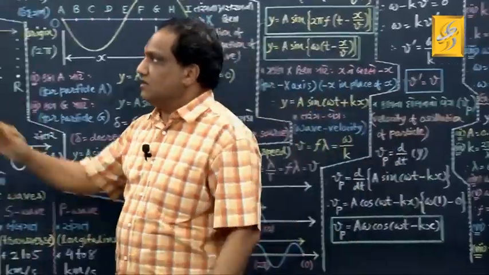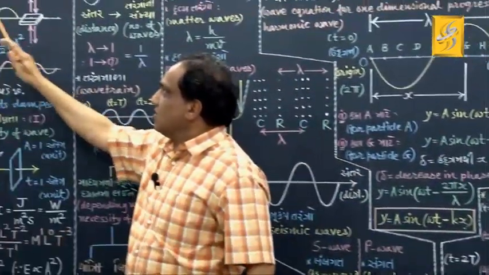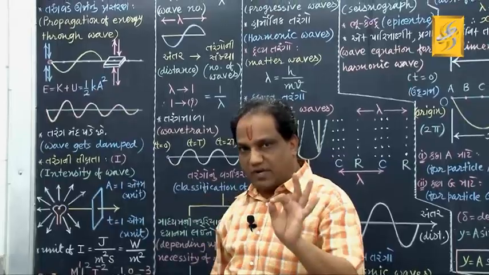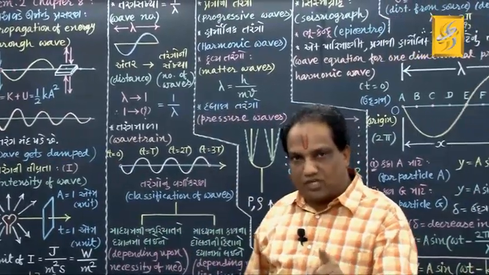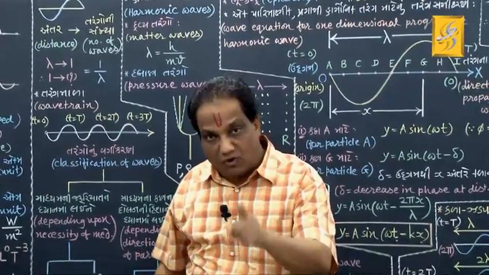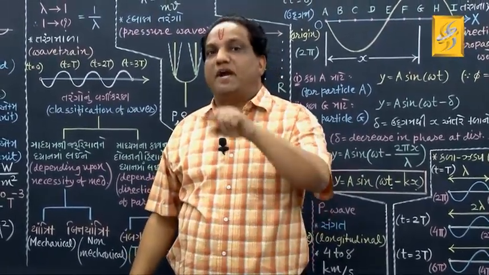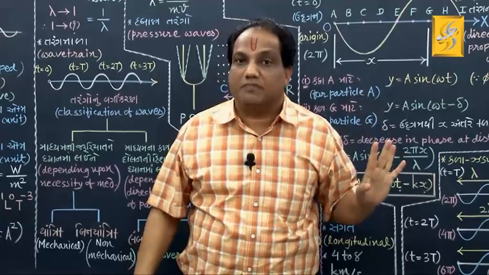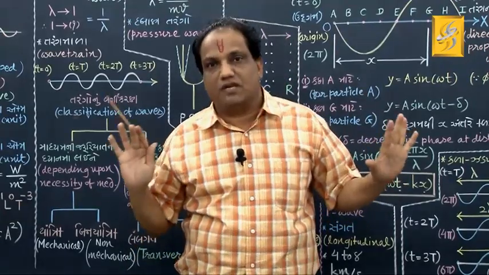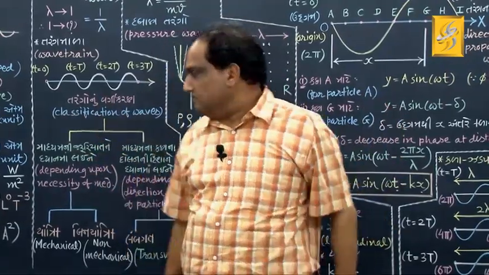The way we are getting here, this is nothing but a sine or cosine curve. I repeat, during the propagation of a progressing harmonic wave, if it is a transverse wave, then the pattern developed in a one dimensional medium is like a sine or cosine curve. Fine.